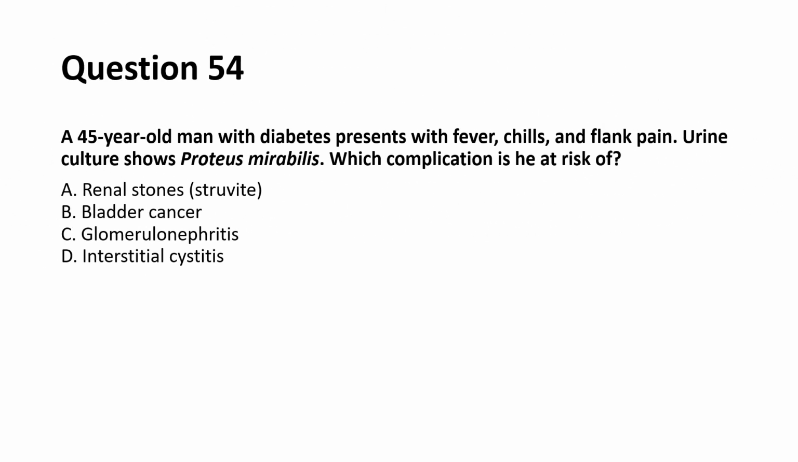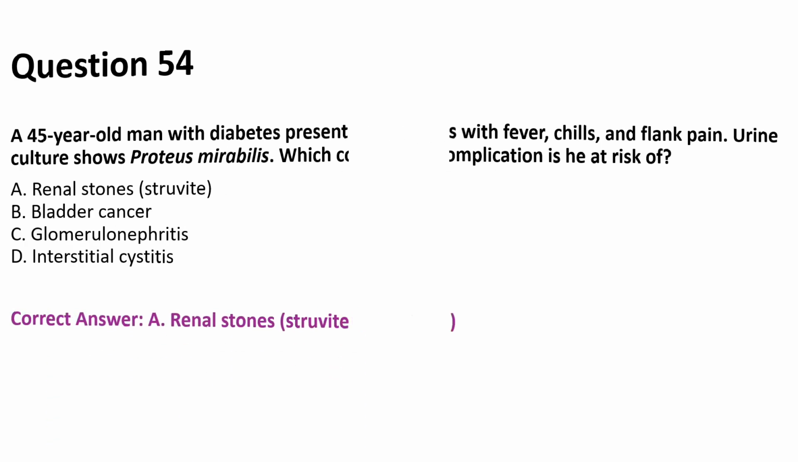A 45-year-old man with diabetes presents with fever, chills, and flank pain. Urine culture shows Proteus mirabilis. Which complication is he at risk of? Renal stones, bladder cancer, glomerulonephritis, interstitial cystitis. The correct option is renal stones.